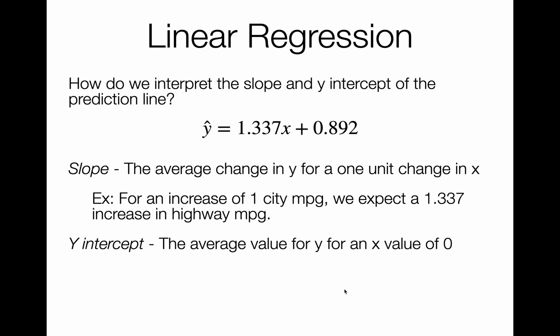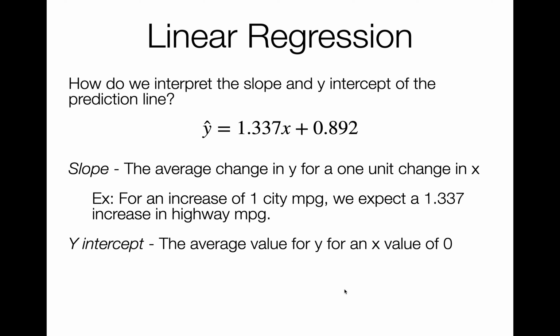In a regular line that I'd make in a math course, the interpretation of the y-intercept would be the value for y when x is 0. And so it's the same thing here, except I add one word, which is average. So here it's the average value of y for an x value of 0.